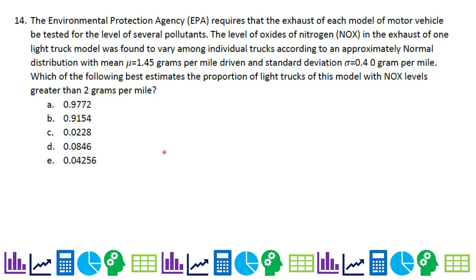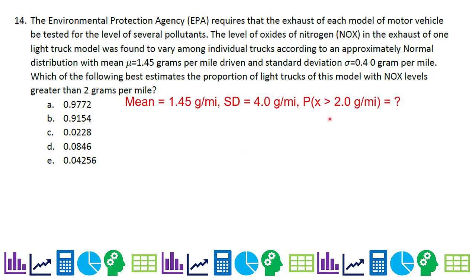Which of the following best estimates the proportion of light trucks of this model with NOx levels greater than 2 grams per mile? So I'm going to go ahead and write down the values I know. And I said, hey, let me write down what it's asking for too. Good habit. So I have the mean, I have the standard deviation, and I want to know the probability that it's greater than this. So I'm going to do this using z-scores.